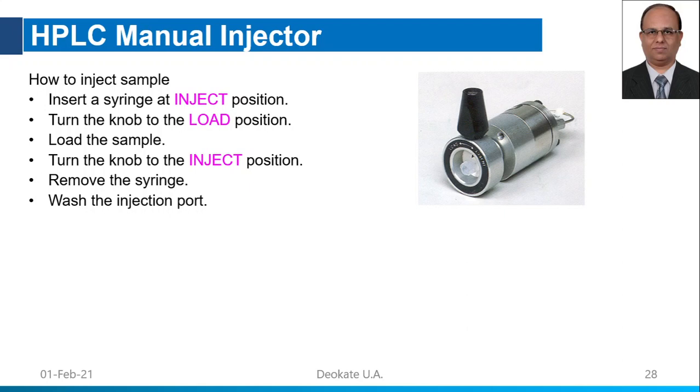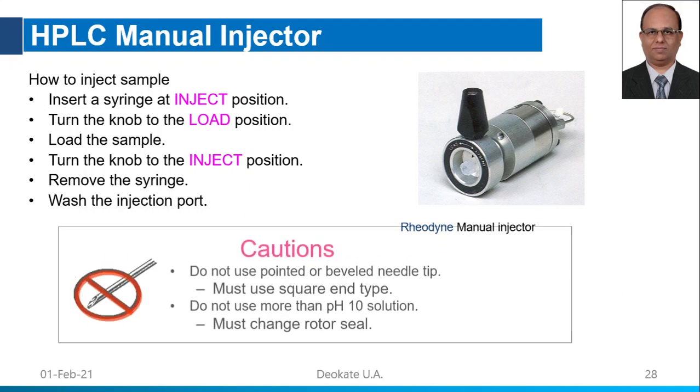Now insert the syringe at the inject position into this injection port. Turn the knob to the load position. So it will fill all the liquid into this loop. So these are the loop type injectors. Load the sample, then turn the knob to the inject position. So the loop will be part of your mobile phase flow system, and it will take the sample to the column. Remove the syringe, wash the injector port. So these are called Rheodyne manual injectors.